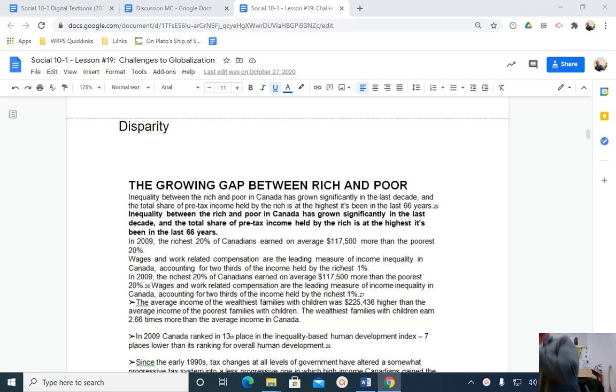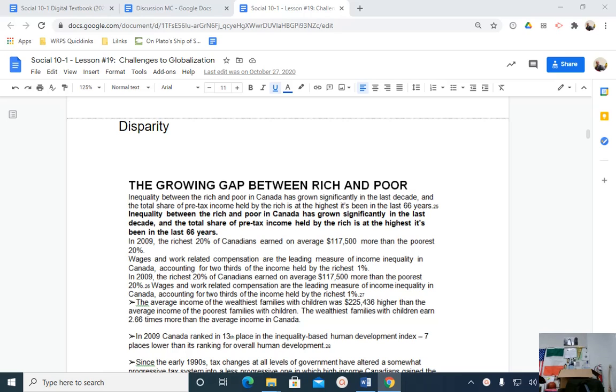So it is lesson 19. Welcome back, social 10. Within lesson 19 yesterday, we began by looking at Maslow's hierarchy of needs, and we looked at the concept of trying to evaluate globalization by evaluating to what extent the economy provides for our needs. Today we're going to discuss the concept of disparity.